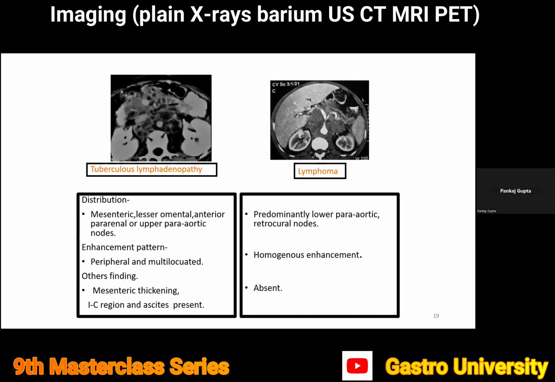Also, it is important to remember that tubercular lymphadenitis must be differentiated from lymphoma, and I have just tabulated some of the differences between the two. So here we can see that there are necrotic, peripherally enhancing lymph nodes. Compare this with lymphoma, where the lymph nodes appear more homogeneous. Also, note the location of lymph nodes.